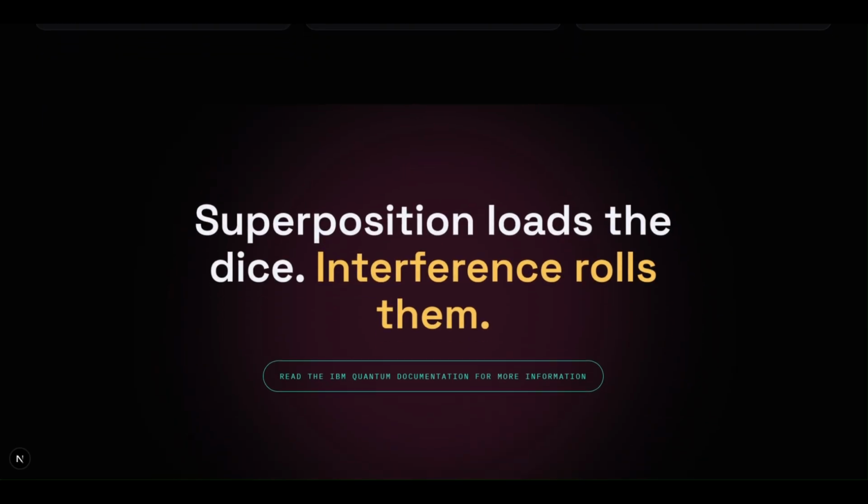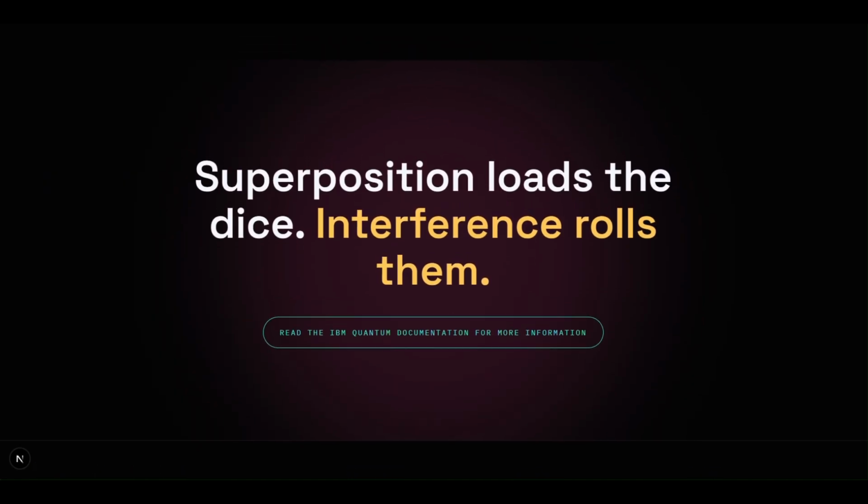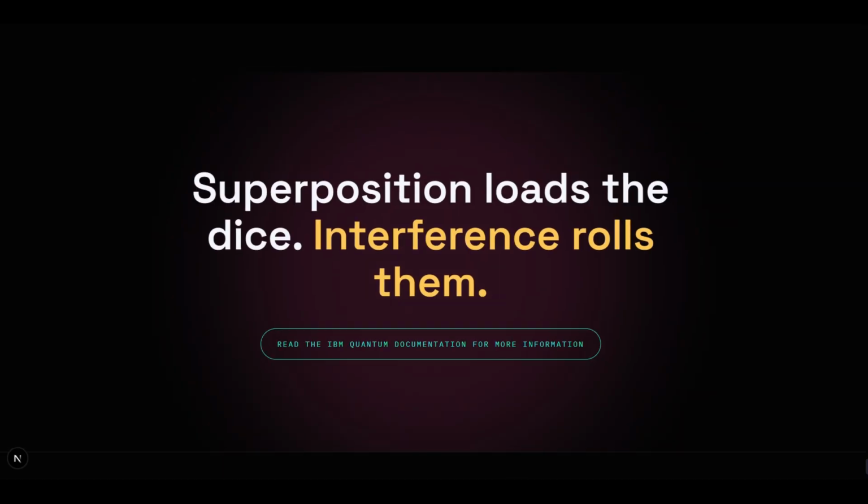So superposition loads the dice. Interference rolls them. The qubit genuinely holds an exponential space of amplitudes. That part of the myth is real, but the speed comes from engineering how those amplitudes cancel and reinforce, one carefully designed algorithm at a time. That's what superposition really buys you.